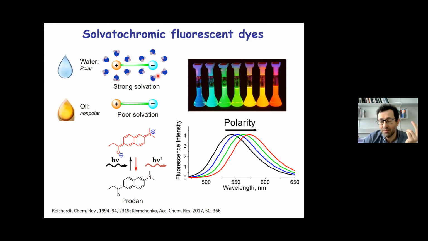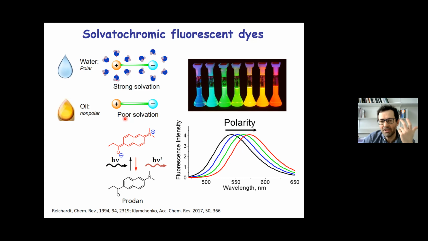And so in a highly polar environment like water, the dipole will be stabilized, so the energy will go down, and therefore the wavelength maximum will shift towards red. And therefore, when we change organic solvent from apolar to polar, the color changes from blue to red. And so here I show the molecule of Prodan, which is actually the core fluorophore of that molecule.